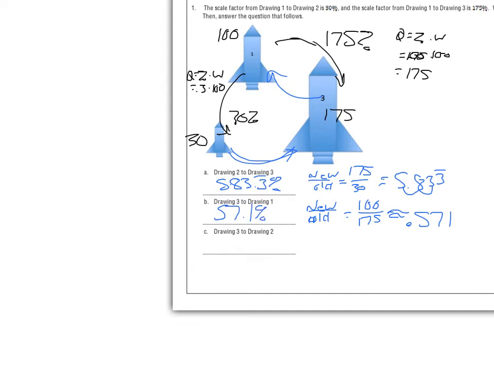And from drawing 3 to drawing 2, so now we're going this direction. Our new over our old. Our old is the 175, and our new is the 30. When we calculate that, we get approximately 0.171, which is approximately 17.1%. Alright, let's flip on over and look at our aim for today.